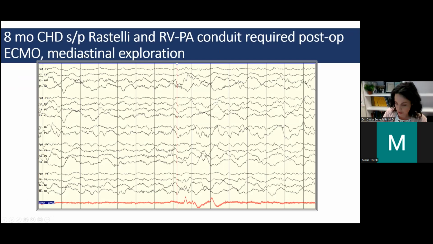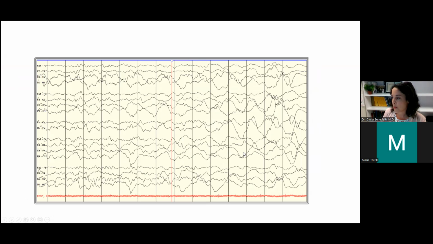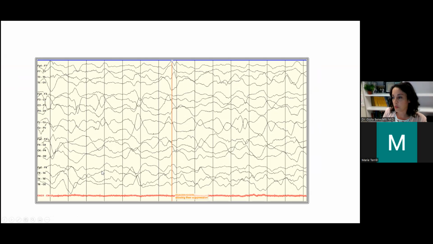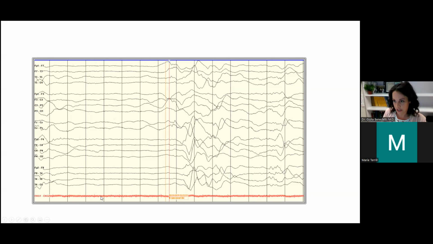So this is an 8-month-old with congenital heart disease undergoing mediastinal exploration at bedside. This is the EEG at the start. You can see on the second half of the page, you've lost a lot of fast frequencies and there's a lot of high amplitude delta slowing. Then you get an even more simplified background and then suppression.